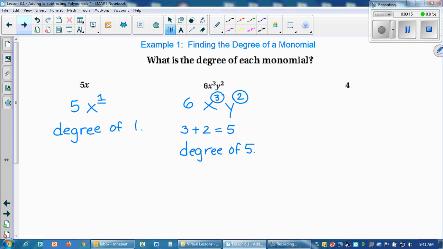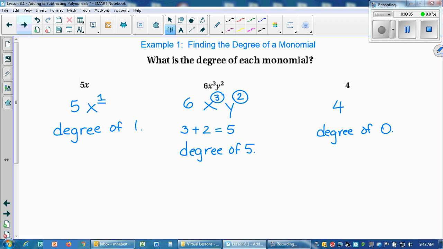For our final example, we have the constant form. We have no variables, so therefore we have no numbers to add. If we have no numbers, that means this is an understood degree of 0. There are no variables. 0 variables, 0 degree.